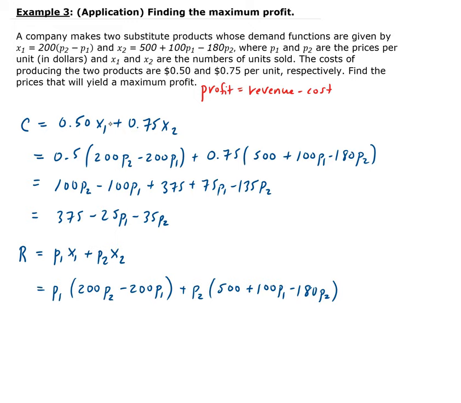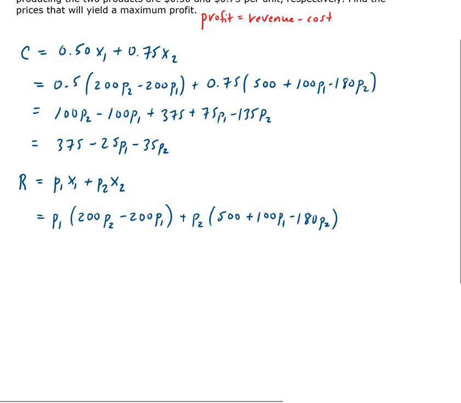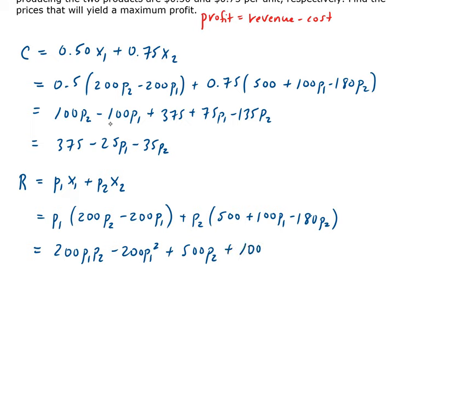Now we simplify this. This gives us 200 P1 P2 minus 200 P1 squared plus 500 P2 plus 100 P1 P2 minus 180 P2 squared. Combining like terms, we get minus 200 P1 squared minus 180 P2 squared plus 300 P1 P2 plus 500 P2. That is the revenue function. So we have the cost function and the revenue function, both in terms of P1 and P2.